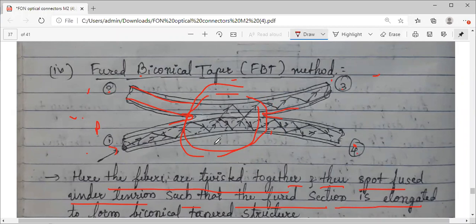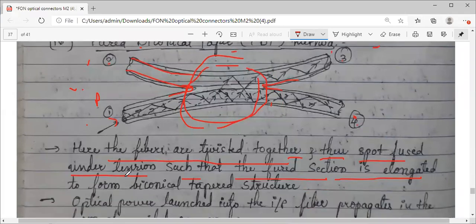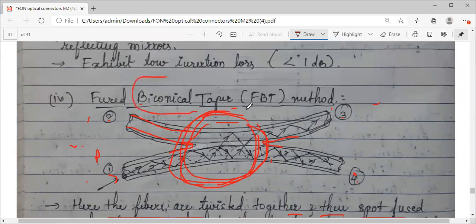Obviously, because optical fibers are made of glass, if you provide some heat to them, they'll melt and they'll get fused because of the tension created. So this structure in between, what you can see, this V, is what? A biconical tapered structure. We call this the biconical tapered structure. That's why the name is the fused biconical taper method.